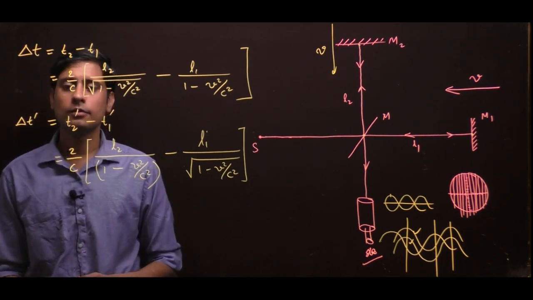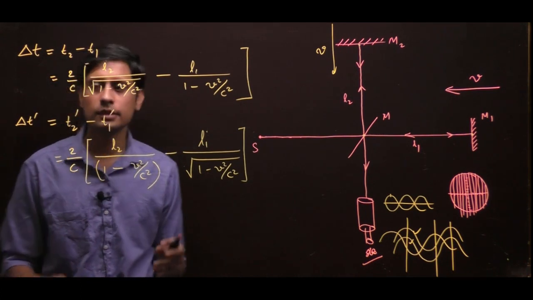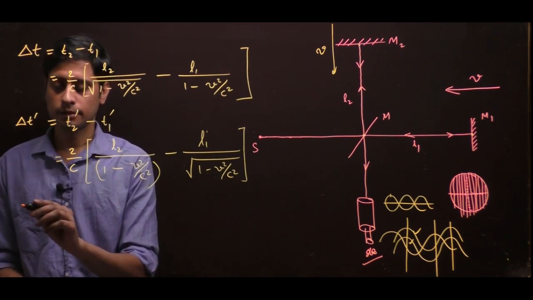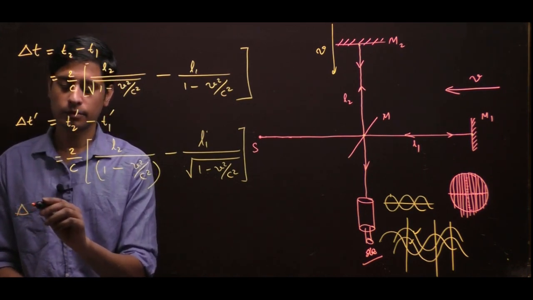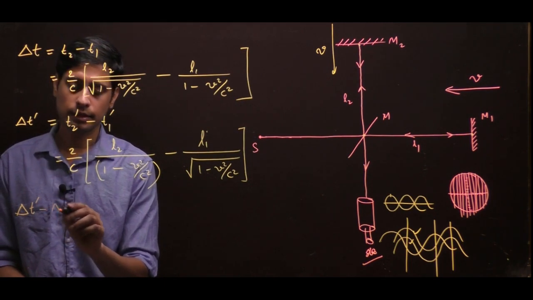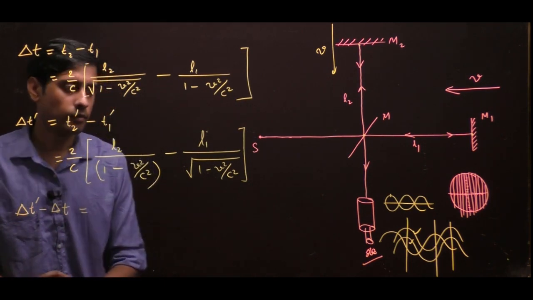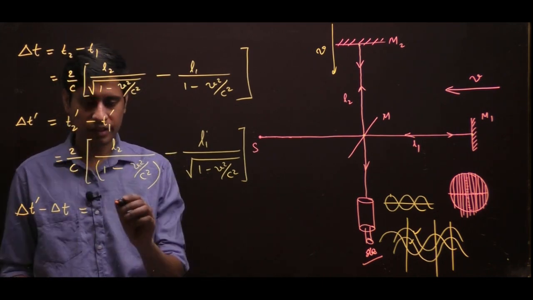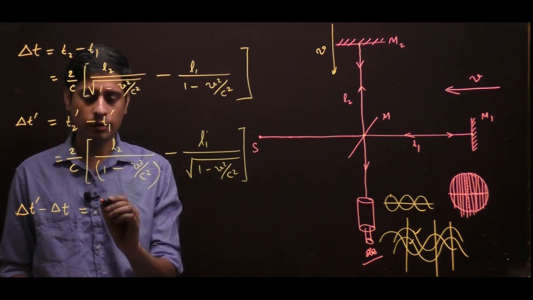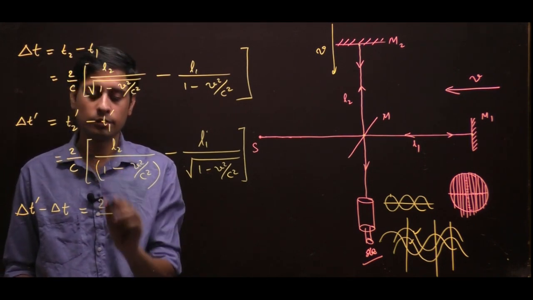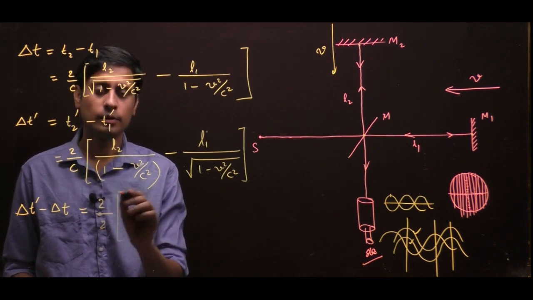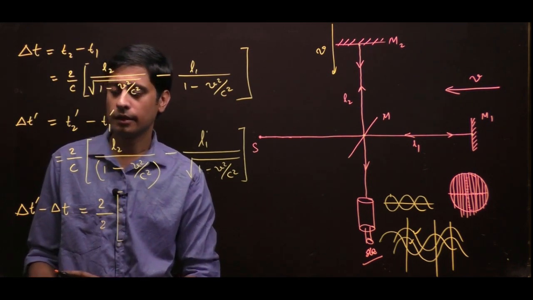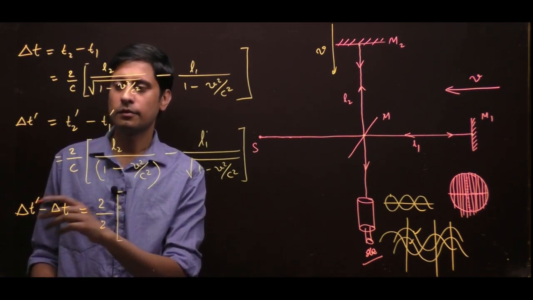So let's calculate how these two time intervals differ from each other. Just take the difference of these two terms, delta T prime minus delta T, and see what happens. Because both terms contain this 2 by C, just write this 2 by C, and now you are subtracting delta T from delta T prime.